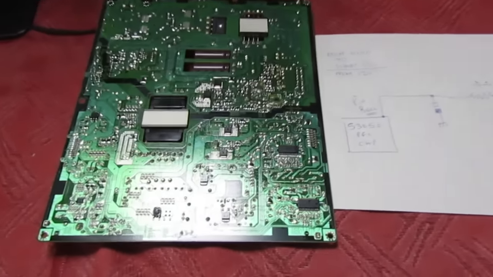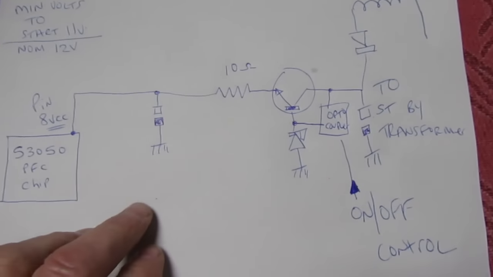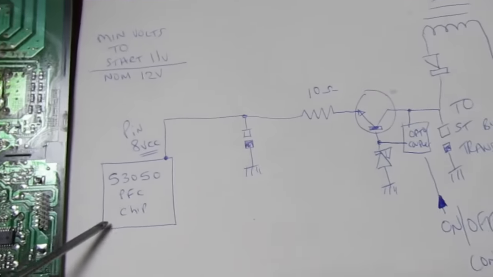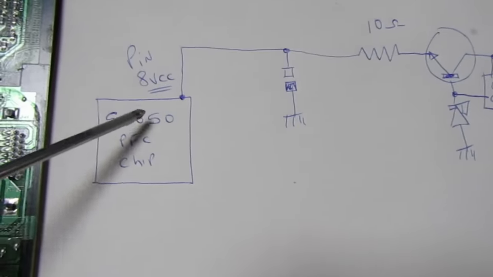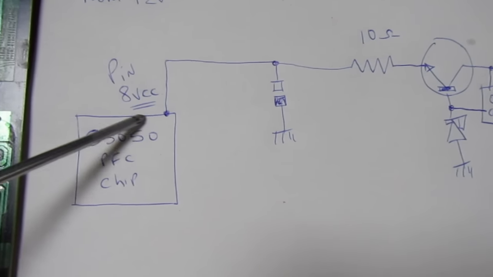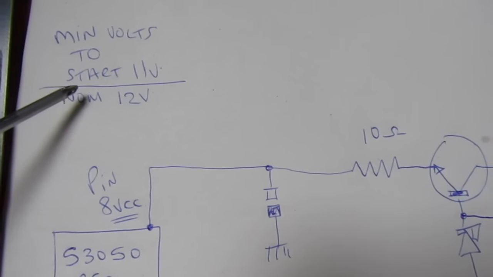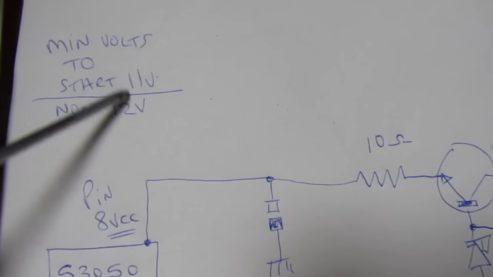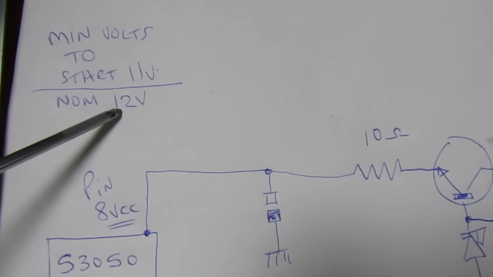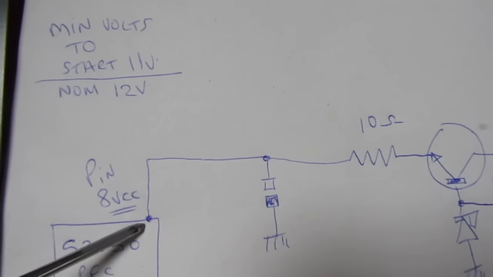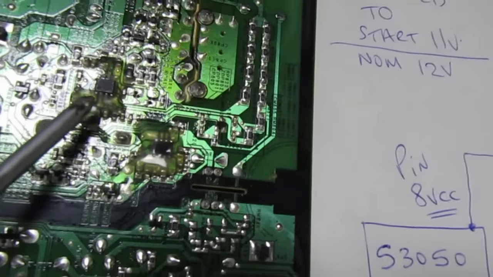Now, of course, there's no circuit diagrams for most of these boards. So what I've done is I've just drawn it really roughly. It's a lot more complicated than this, but this gives you a general idea. So we've got to look at the supply voltage pin to the power factor correction chip. Now, I've looked up the data sheet and the minimum voltage we need to start on pin 8 is 11. The nominal running voltage on pin 8 there should be 12 volt. So that's the PFC chip there.